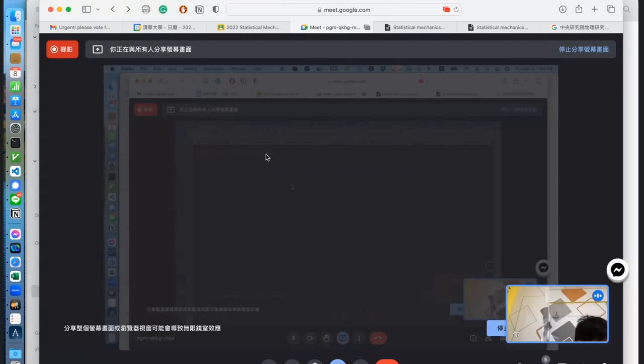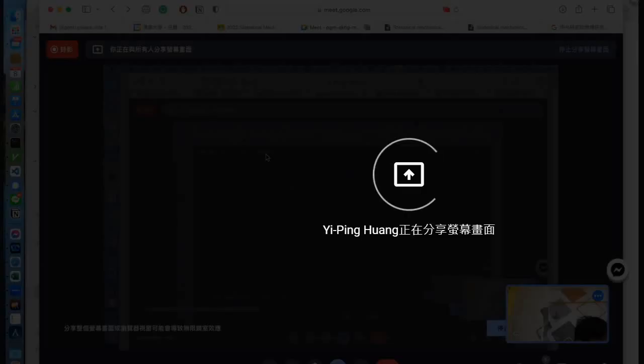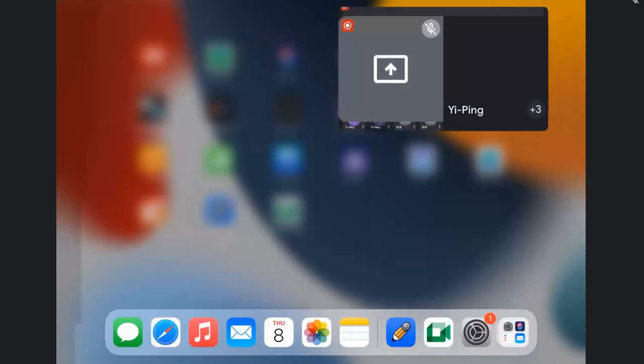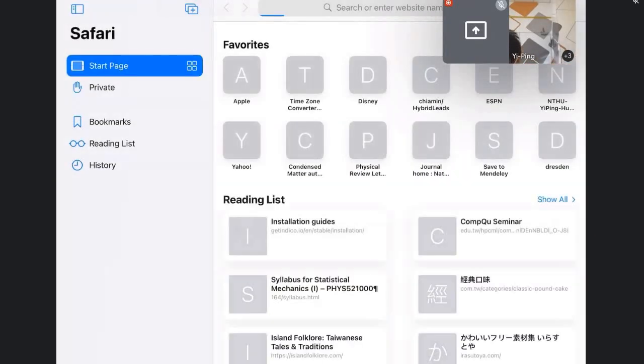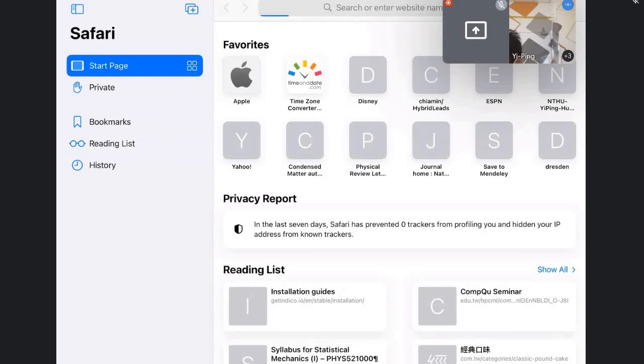So let's see, I need to use that. Wait a second. To share screen. Okay. Wait a second. I think I didn't connect my pen or something.